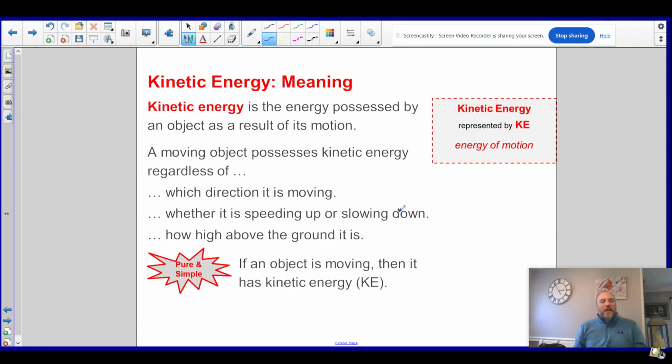Okay, we're also looking at kinetic energy, the energy that an object has due to its motion. So the faster something is moving, the more kinetic energy it has. It doesn't matter what direction the object is traveling in, doesn't matter if the object is speeding up or slowing down. All that matters is, is the object moving? Then yes, it has kinetic energy. It's the energy an object has due to its motion.